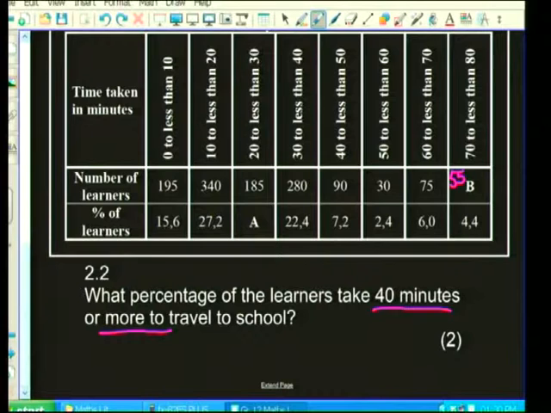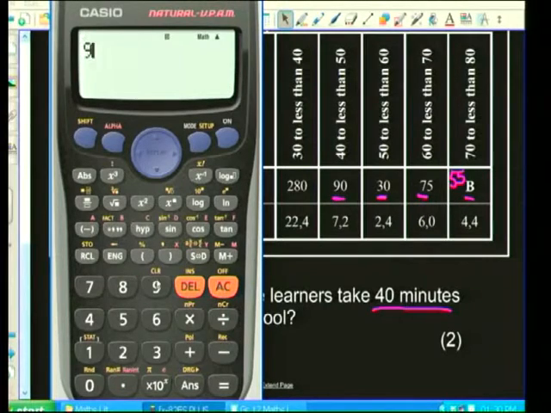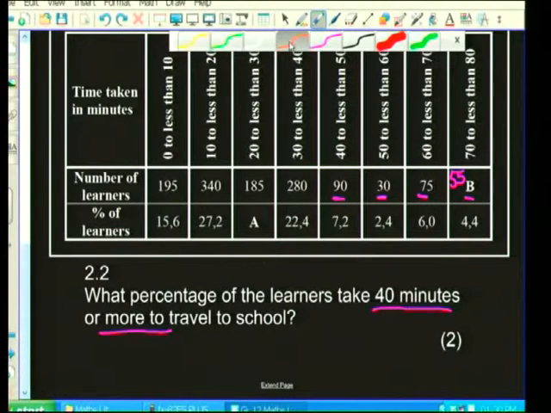So we're 40 or more. Those are the numbers that take 40 minutes or more. So we're going to add those up. So let's start by adding those up. So we've got 90 plus 30 plus 75 plus our 55, and we've got 250 learners.